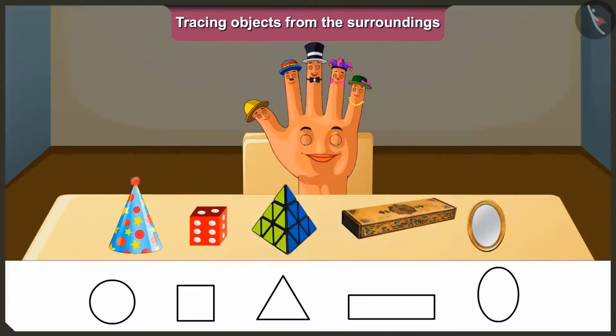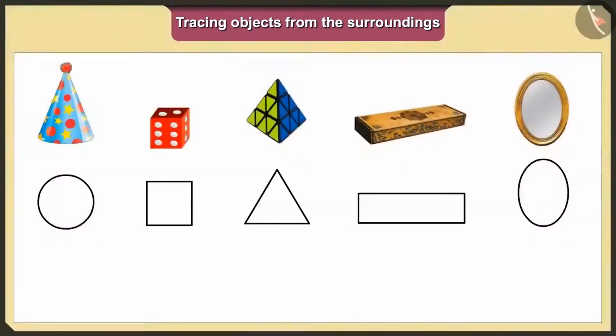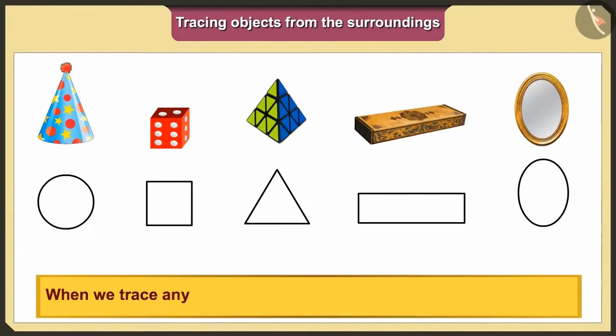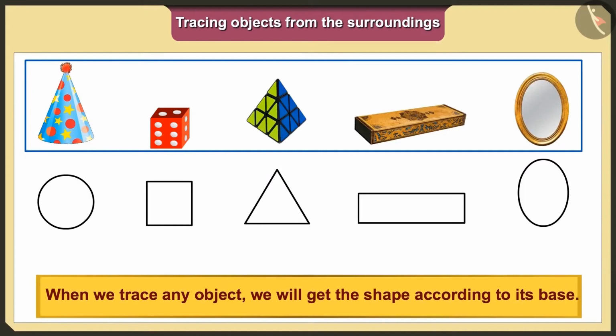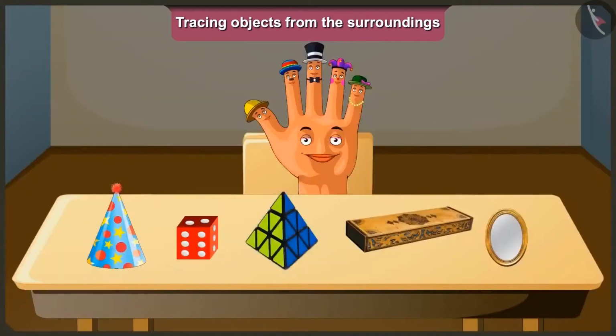and oval. Yes, so friends, remember that when we trace any object, we will get the shape according to its base. We will meet again in the next video. Bye.